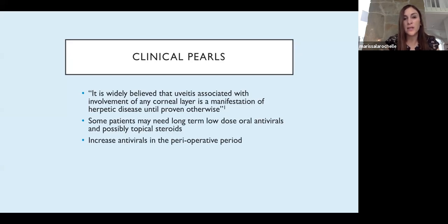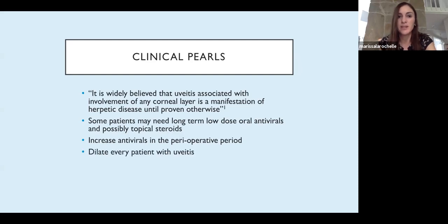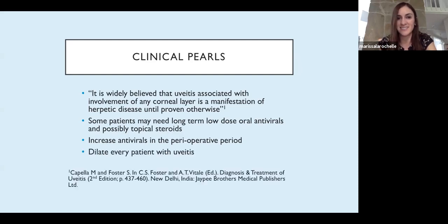Importantly, if you're managing patients for cataract surgery and or any other kind of retinal surgery, I tend to increase the oral antivirals around the time of operation because we know surgery can reactivate herpetic disease. So I'd go back up to treatment dose on the oral antivirals, maybe starting a week before surgery and then continue it for a couple weeks after surgery. Dilate every patient with uveitis.